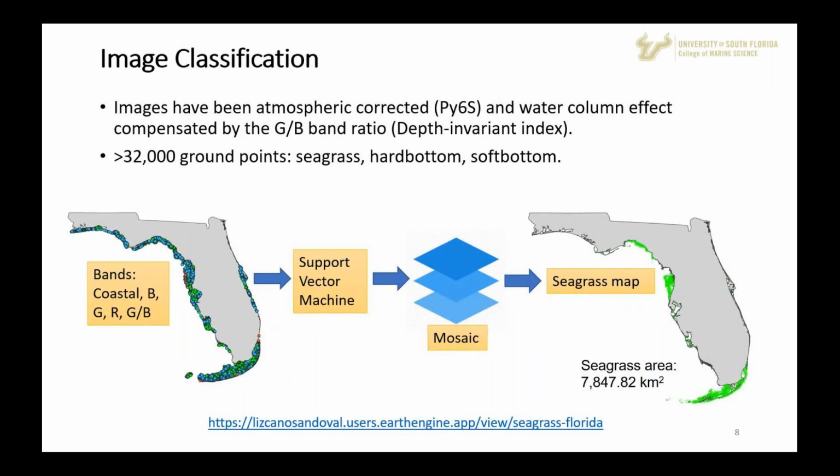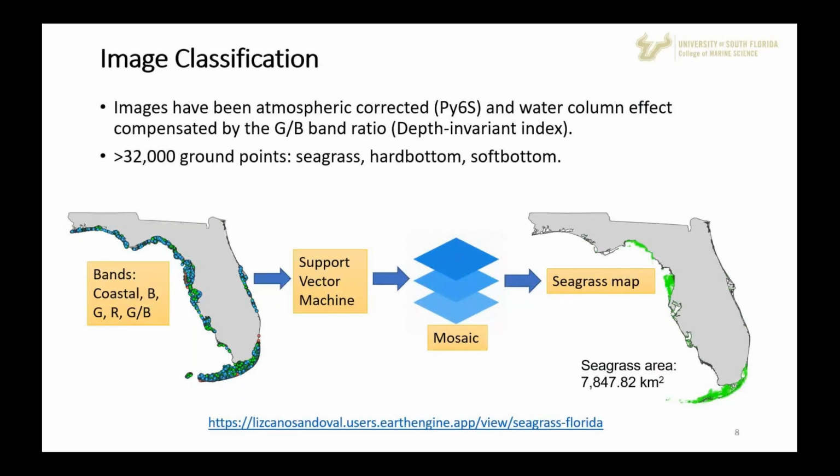So after selecting the best images, we can proceed to correct the atmospheric and water column effects. We can use those images to get the reflectance values of different bottom types, in this case seagrass, hard bottom, and soft bottom. I collected about 32,000 ground points based on maps and literature, some descriptions.